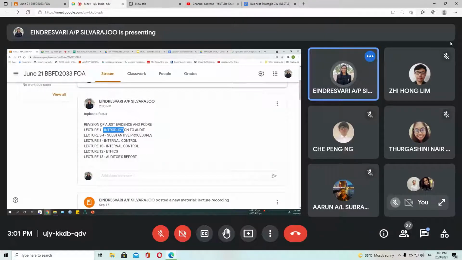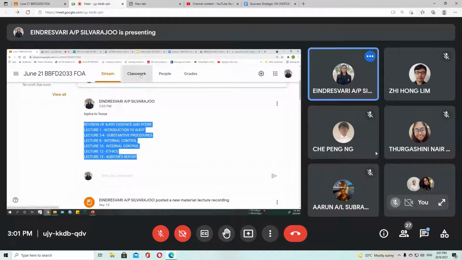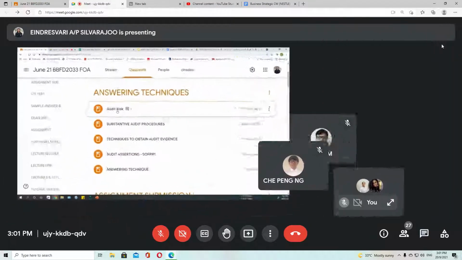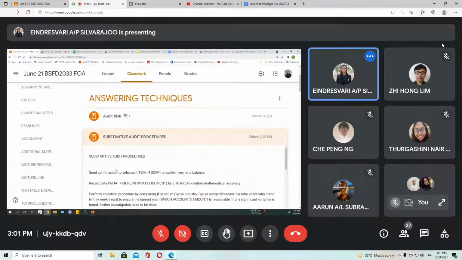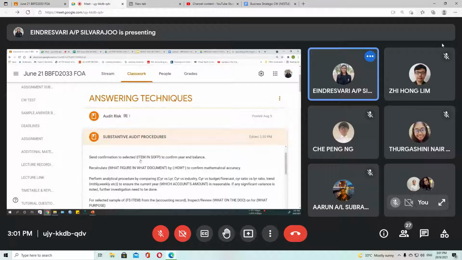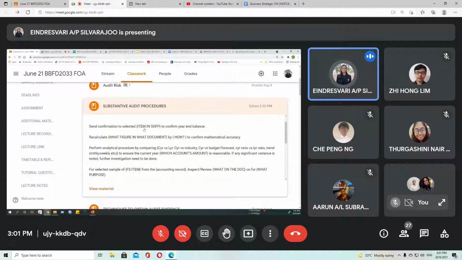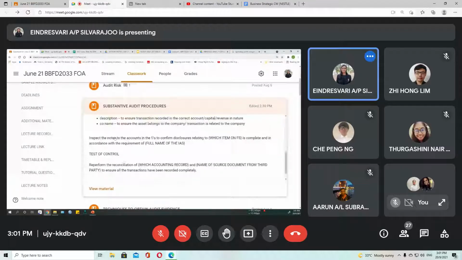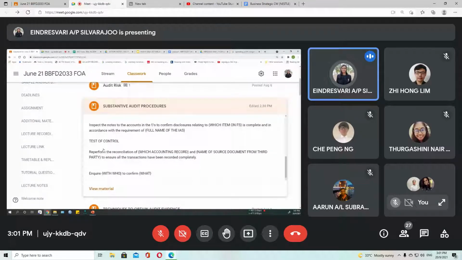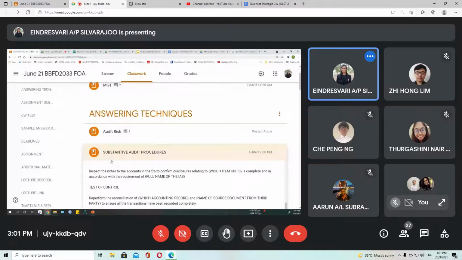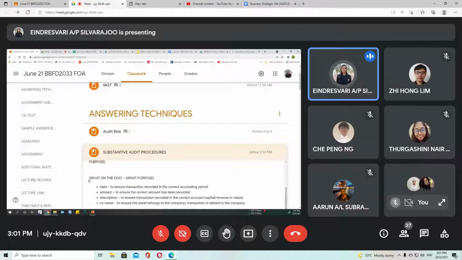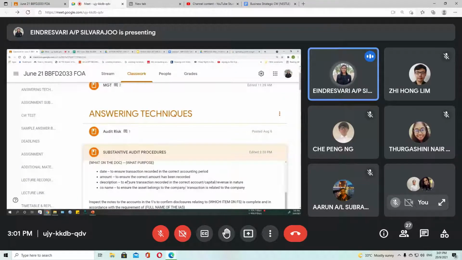You see, I already posted what these are. And you see here, I am now going back and editing. I edited here: confirmation is only for SOFP items. And these two I moved to test of controls. And if you want to inspect, what things you can inspect and for what purpose, I have mentioned everything clearly.